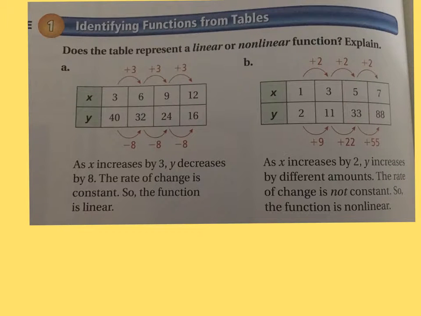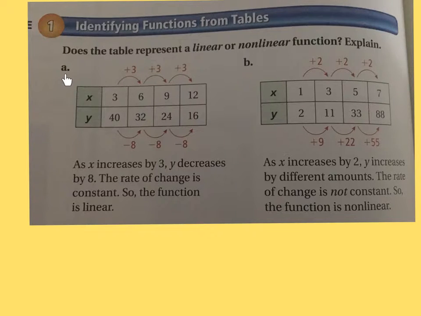Here's example number 1. I just snapped a picture of it because it's going to be quick and easy and we can talk about it and go on our way. Example number 1 is identifying functions from tables. It says, does the table represent a linear or a nonlinear function? And then we need to explain. So let's get this out of the way. If it is linear, it's going to be constant, and I'll show you what I mean by that. If it's nonlinear, it's not going to be constant.